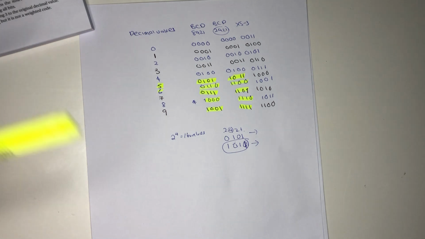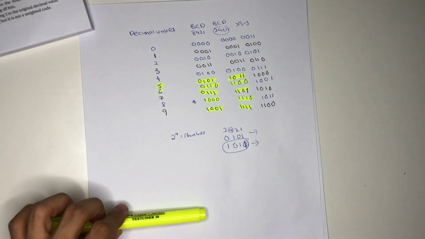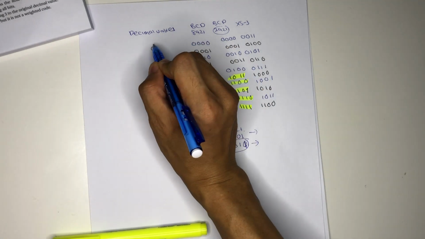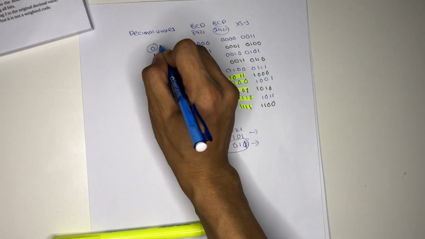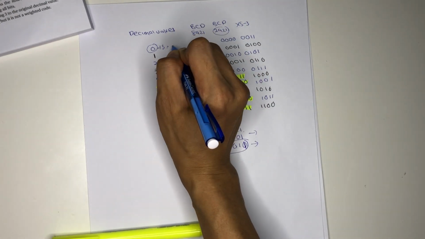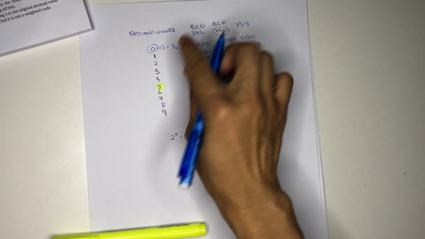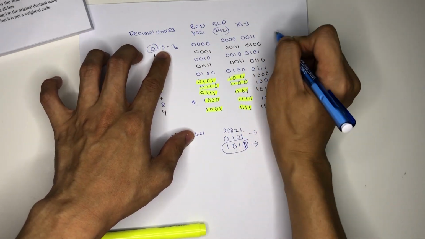Now, we go to the next code, which is the excess 3. The excess 3 is derived by simply adding 3 to the original decimal values. For example, you have 0. What is the excess 3? You just add 3. So what number do you have here? You have 3, right? Then you convert this to binary. What is the equivalent binary?